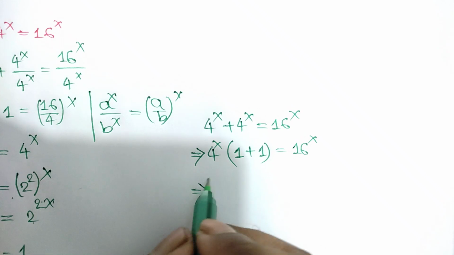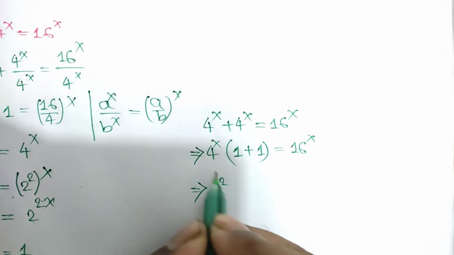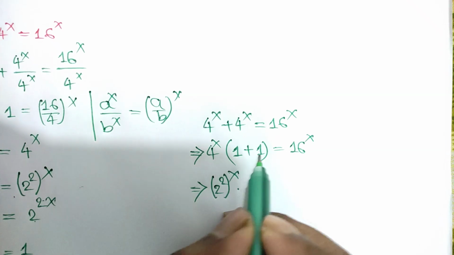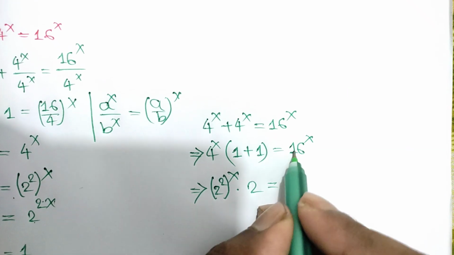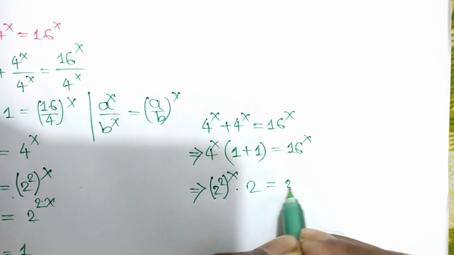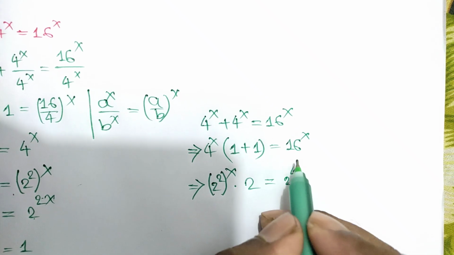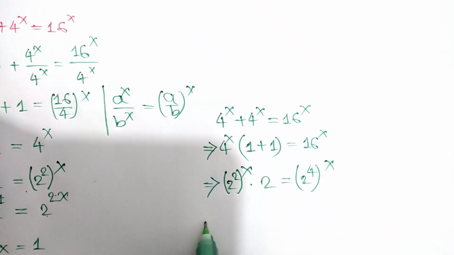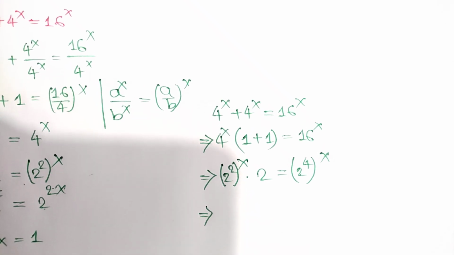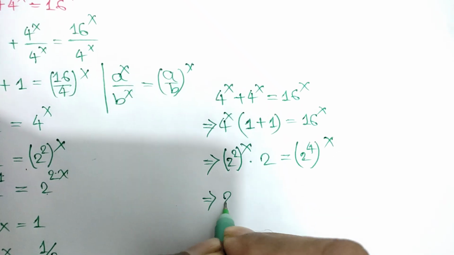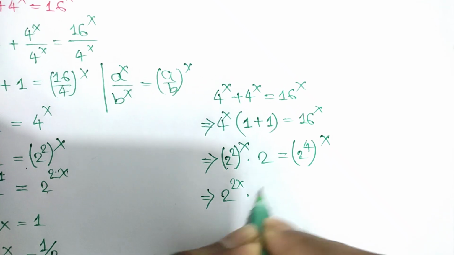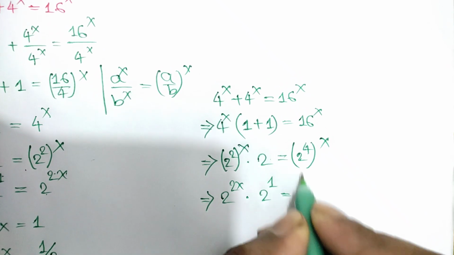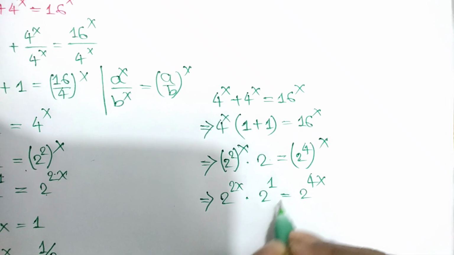4 can be written as 2 square, because 2 square is the same as 4, whole to the power x, times 1 plus 1 is equal to 2, and here we can write 2 to the power 4, because 2 to the power 4 is the same as 16, whole to the power x. We can write here 2 to the power 2x times here 2 to the power 1, because 2 to the power 1 is the same as 2, is equal to 2 to the power 4x.